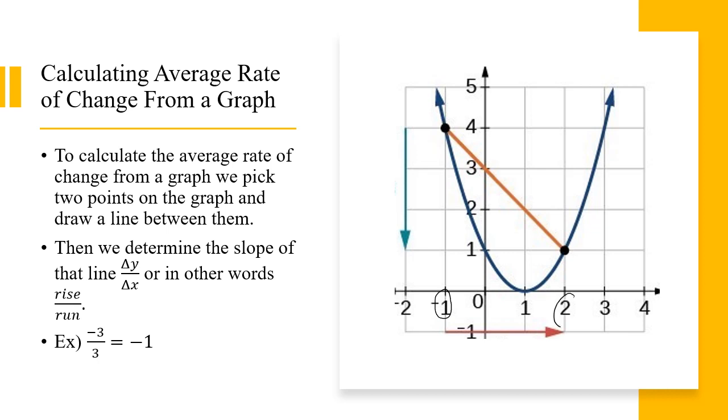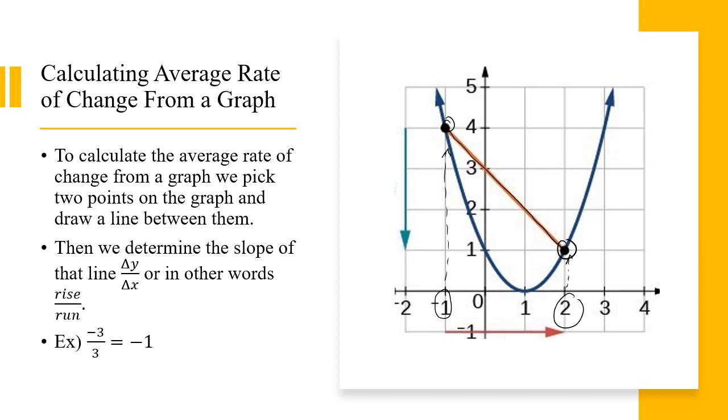Okay, so for example, if we want to know what is the average rate of change between -1 and +2, well, we would just trace up where do those intersect with the graph, and we would get these 2 points here. We draw a line between those 2 points, and then we calculate the slope of that line.